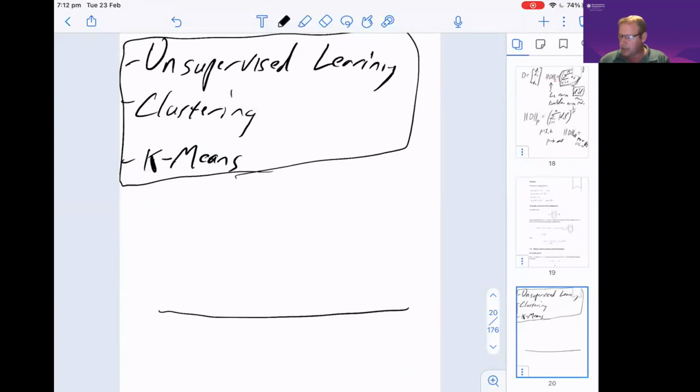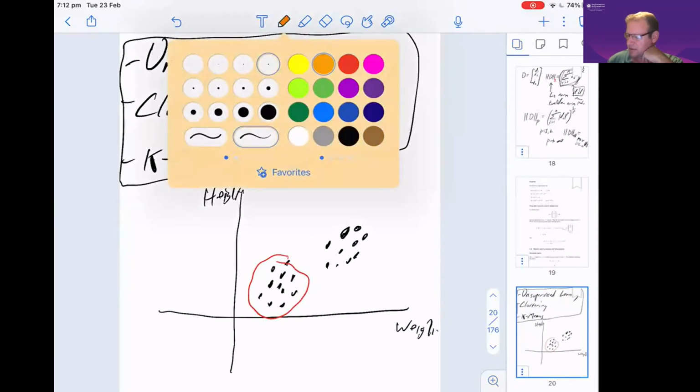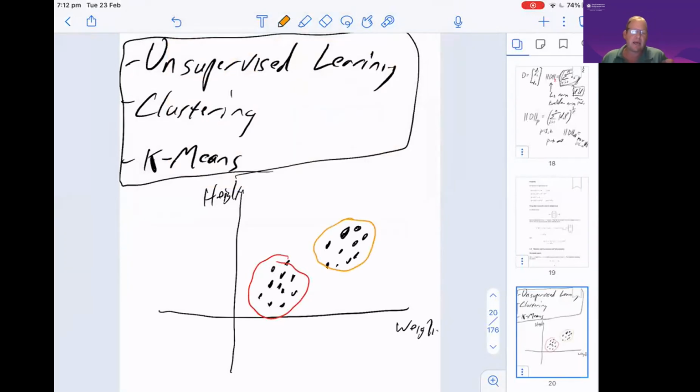Okay, so let's go back to this weight and height example and put weight here and height there. What I'm going to do is put a bunch of individuals. Suppose we have individuals with weights and heights, and I see these individuals. Now, you might look at this plot and say, ah, I see what's happening. You see there's this group and there's this group. As a human looking at data, you can just look at it.